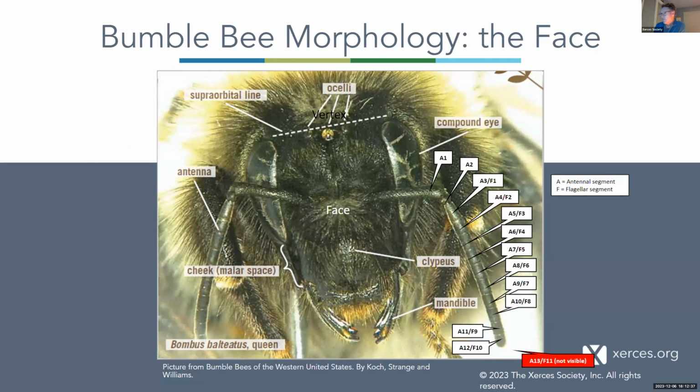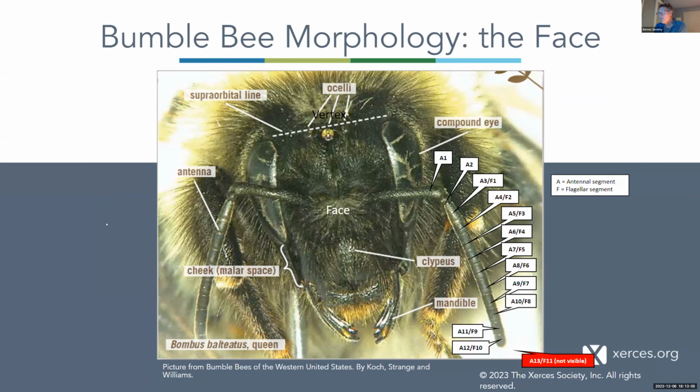Just for simplicity, I grabbed this from one of our other talks, but this is the face, or the head, of the bee. The face is the area indicated right in the middle between the bases of the antenna. The vertex is the top of the head, right up top there where it says vertex. The ocelli are those simple eyes at the vertex, whereas the compound eyes are the big ones that we're familiar with. We're showing you the antennal segments here.